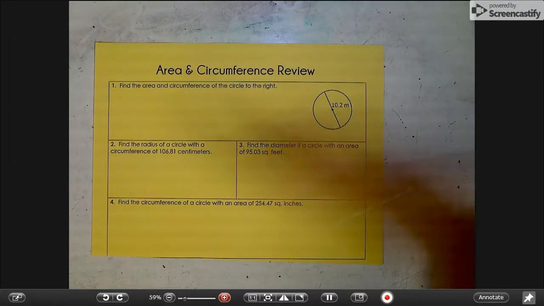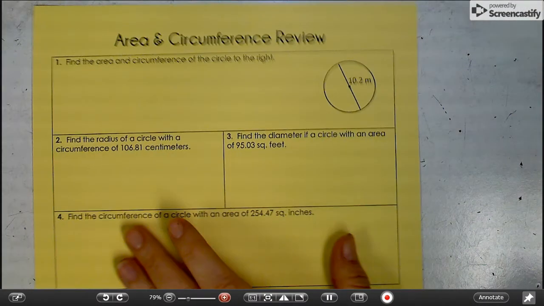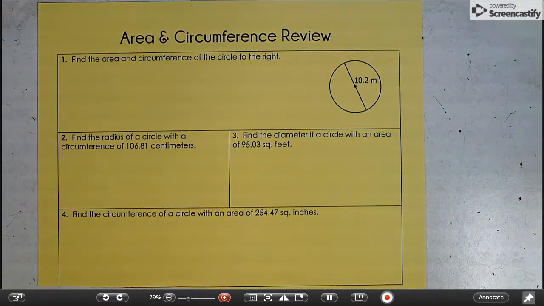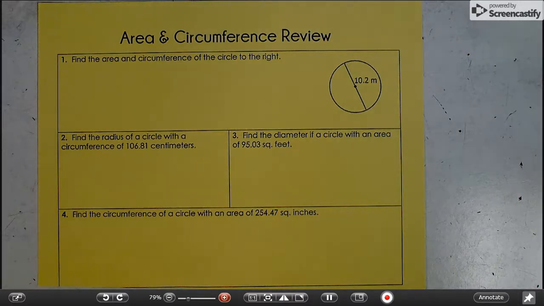Good morning. We're going to just take a minute to review area and circumference, which you probably learned a long time ago, but we're going to be using it a lot in the circle unit, so I just want to make sure that you have a good review before we jump into the actual geometry stuff.